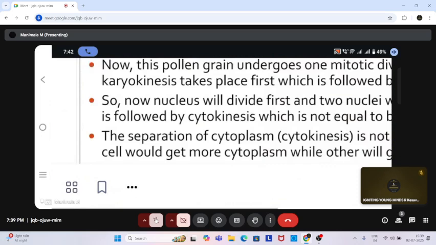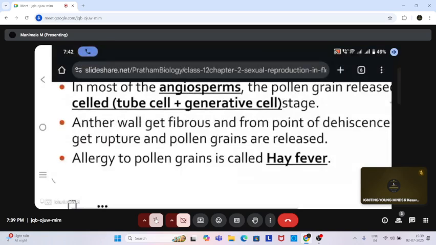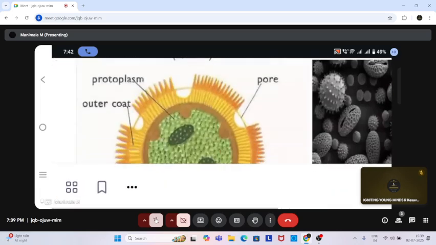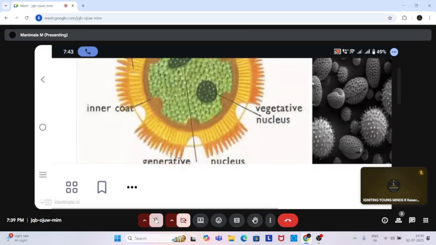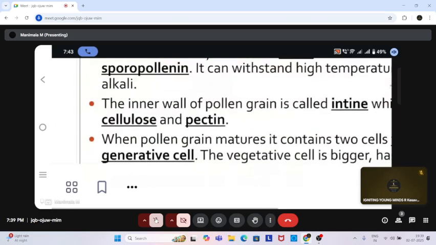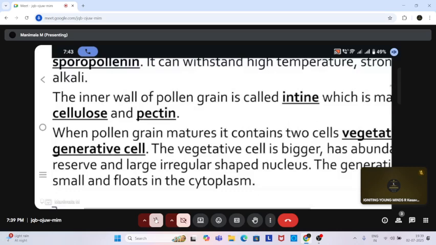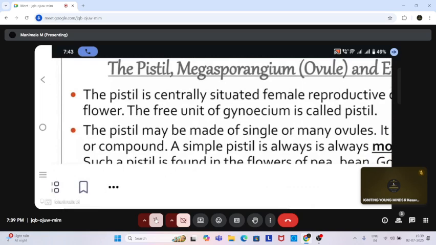We also discussed the pollen grains, the male gametophyte and how it is formed. Two cells are formed: one is the generative cell and another one is the tube cell. We also discussed the structure of the pollen grain. It has an outer layer and an inner layer. The outer layer has a germ pore, through which germination takes place. The pollen layers are made up of sporopollenin, which helps the pollen grains withstand the atmosphere for a long time. So we have discussed this, right?